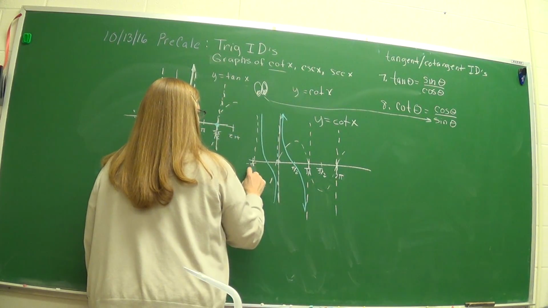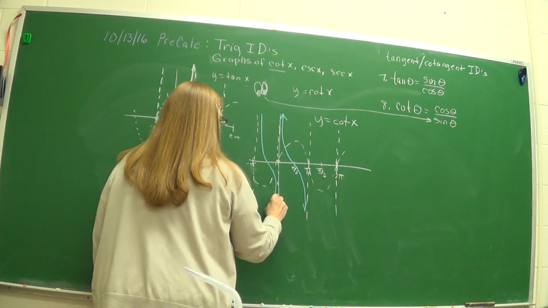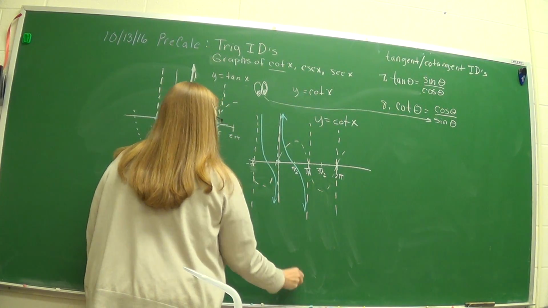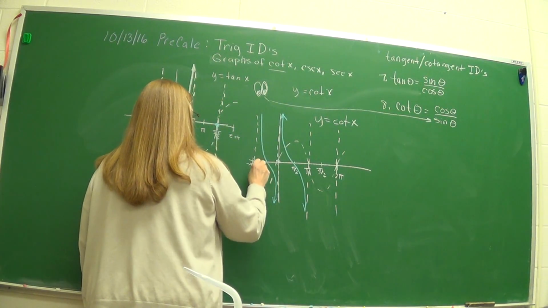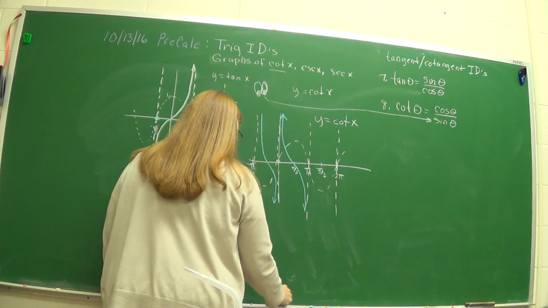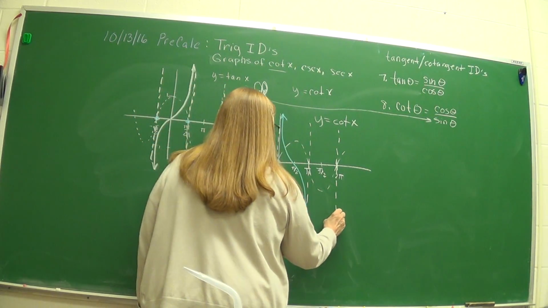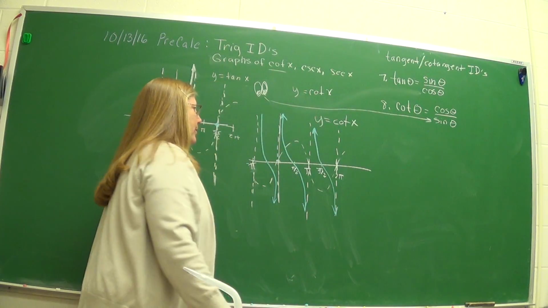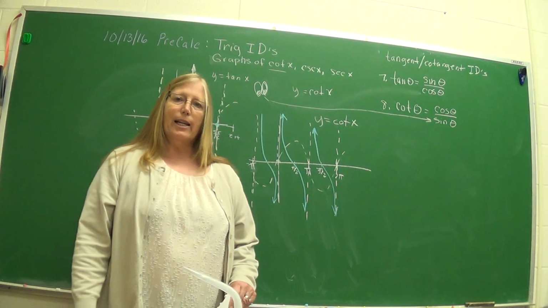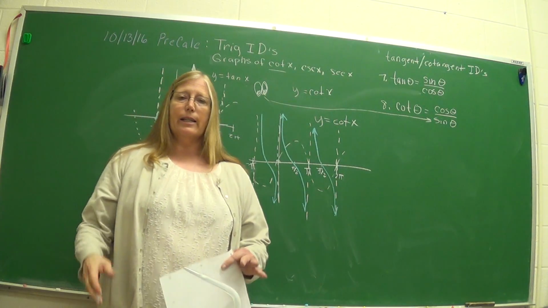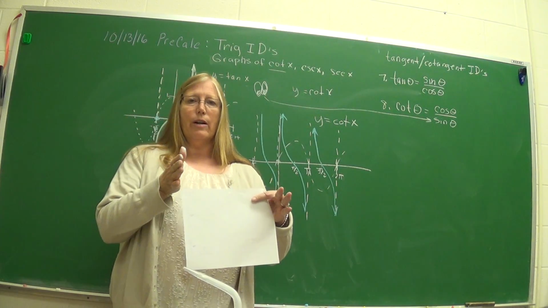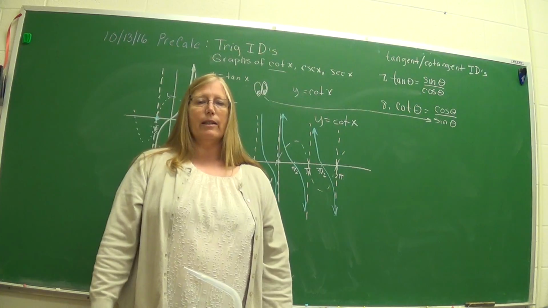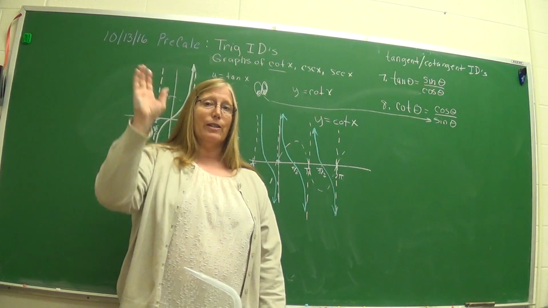This is negative pi. I don't know why I said pi over 2 there. You were copying after me. This asymptote over here is negative pi. And I'll put in 3. And that is the graph of the cotangent curve. Very much like the tangent curve, except the asymptotes are in a different spot and the curve snakes backwards.